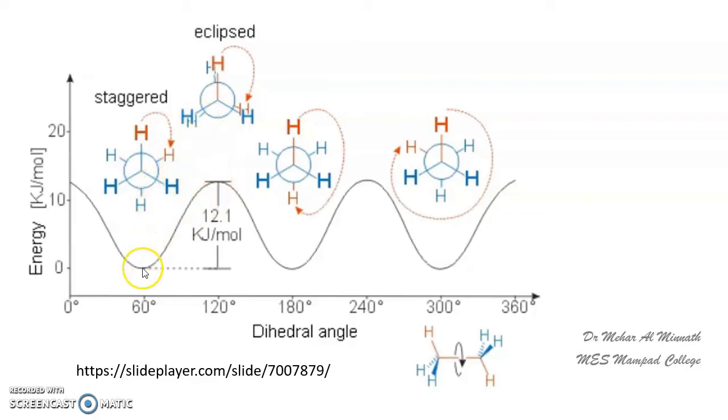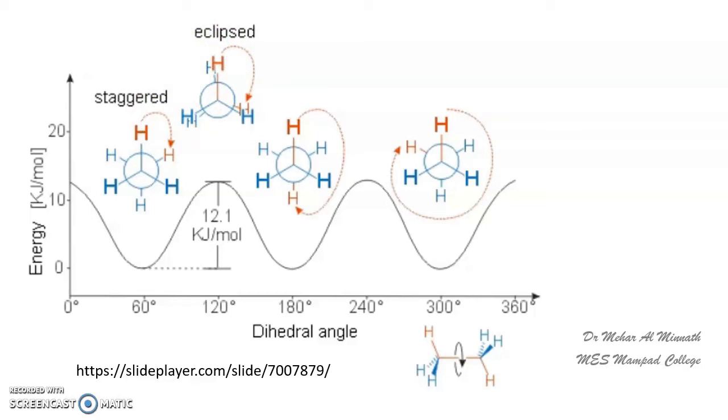Now the difference between the energy of staggered and eclipsed is around 12.1 kilojoules per mole, or around 3.3 kilocalories per mole. That means eclipsed is less stable than staggered, because staggered has got minimum energy, almost 12.1 kilojoules lesser than the eclipsed energy. But still there will be free rotation. Free rotation continues, but there will be an energy barrier for free rotation from staggered to eclipsed.